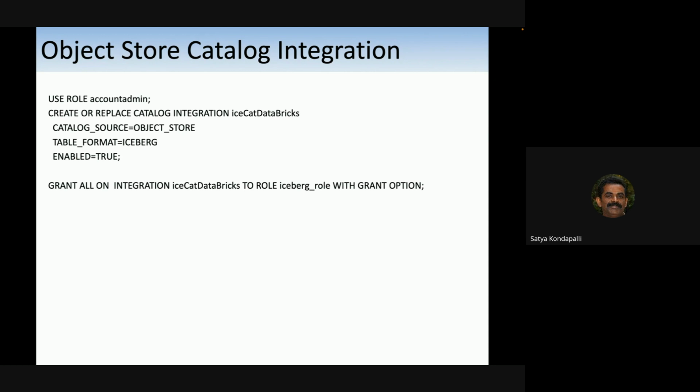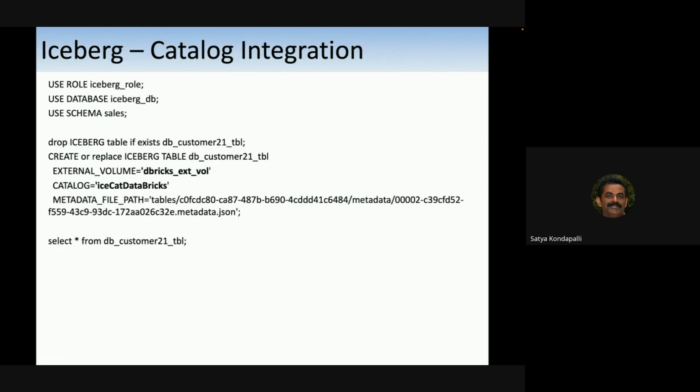So everything has to go through roles only. So what we do is we give access to this integration object to a role, which we already created previously. And then in a given database, and of course a given schema, the user creates a table, what is called an Iceberg table.